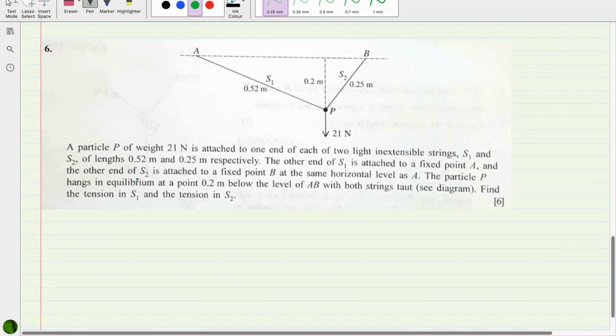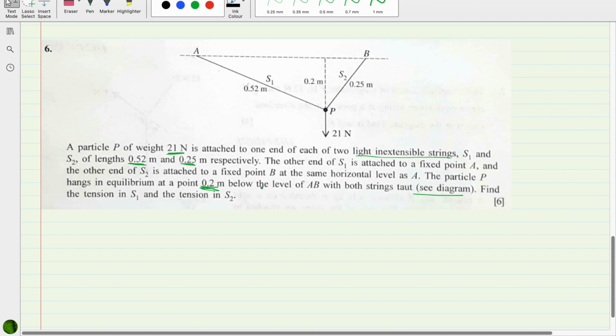Okay, the question says a particle P of weight 21 newtons is attached to one end of each of the light inextensible strings S1 and S2, of length 0.52 meters and 0.25 meters. The other end of S1 is attached to fixed point A and the other end of S2 is attached to fixed point B at the same horizontal level as A. The particle P hangs in equilibrium 0.2 meters below the level of AB with both strings taut as shown in the diagram. It says find the tension in S1 and S2.